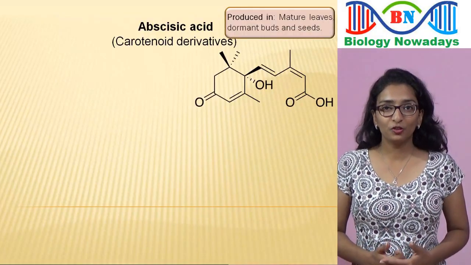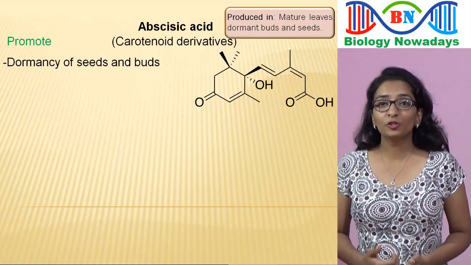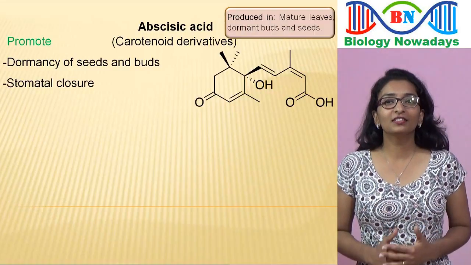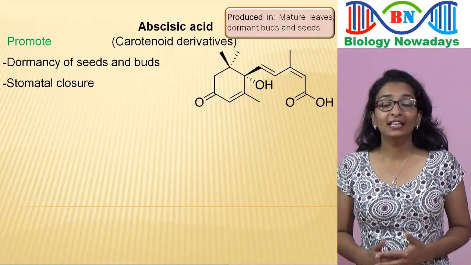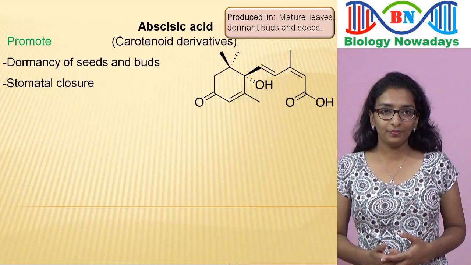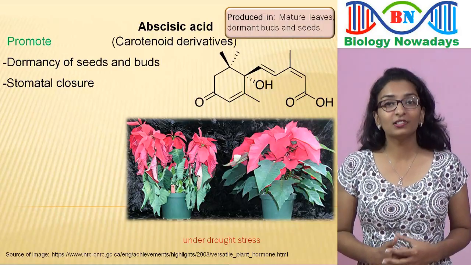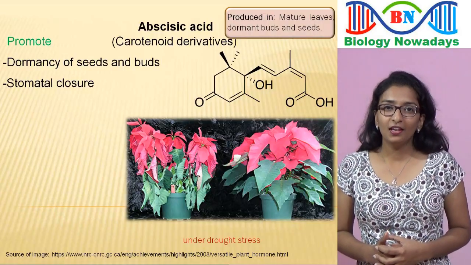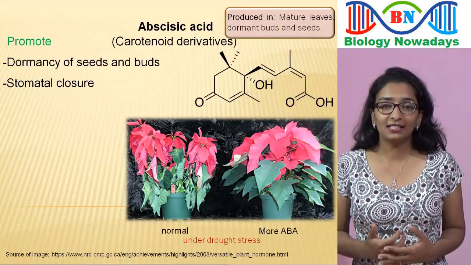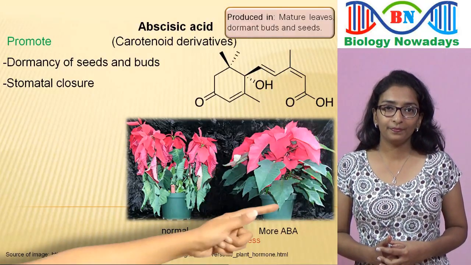Abscisic acid promotes dormancy in seeds and buds. It also promotes closure of stomata under drought conditions so that less water is lost through stomata and helps the plant survive in such unfavorable conditions. In this picture, these two plants were under drought stress for the same period of time. Among these two plants, the plant treated with more abscisic acid analog shows better tolerance towards drought.